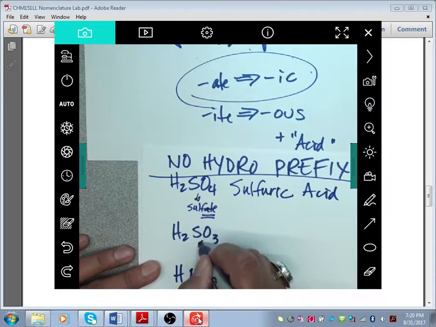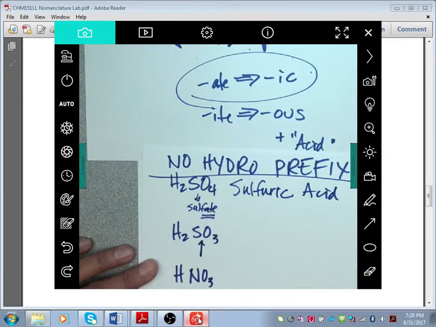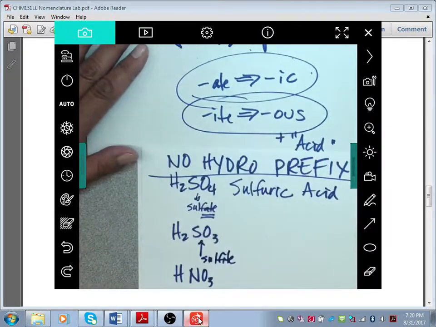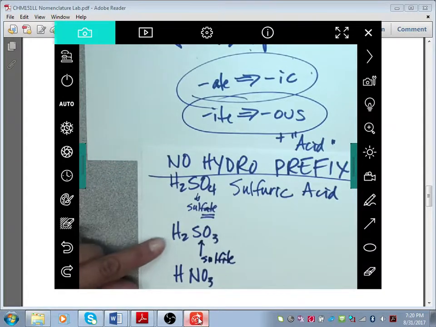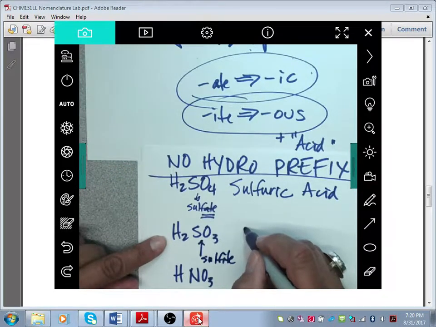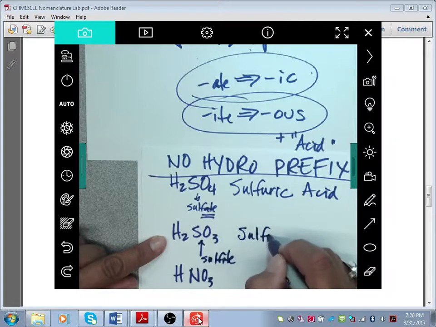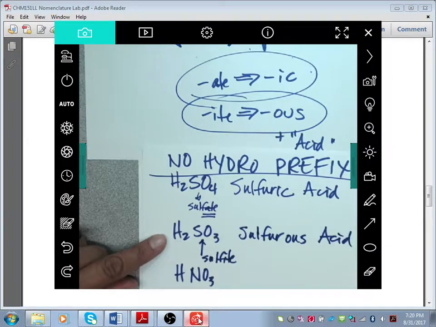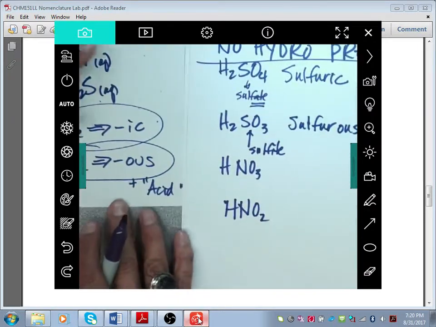SO3. What's SO3 called? Sulfite. The rule says ite goes to ous. So we're going to call this sulfurous acid. Not so hard, right? Let's do a couple more. Ate to ic, ite to ous. Remember, that's our rule.